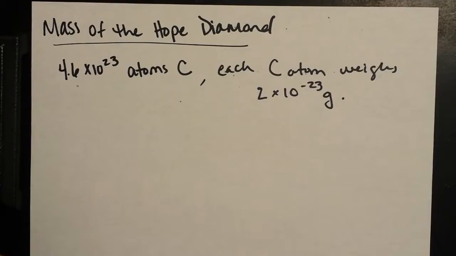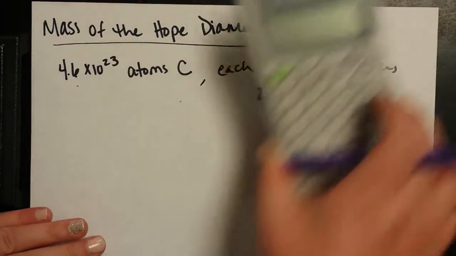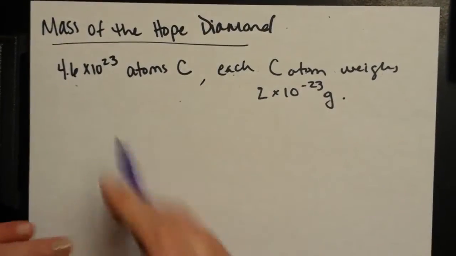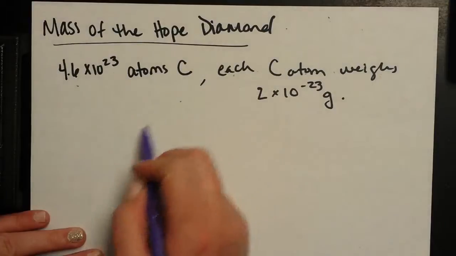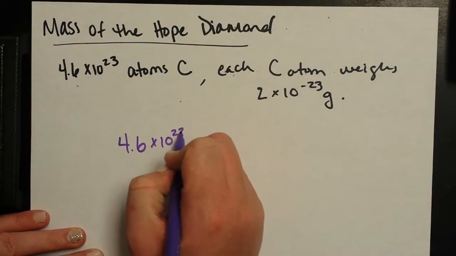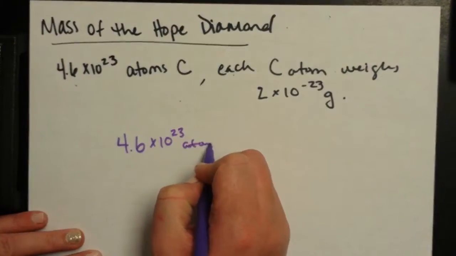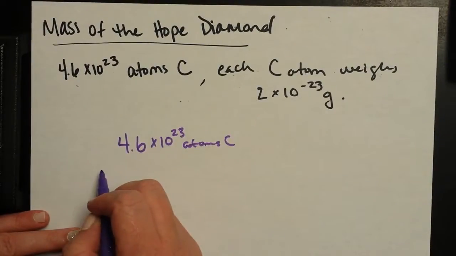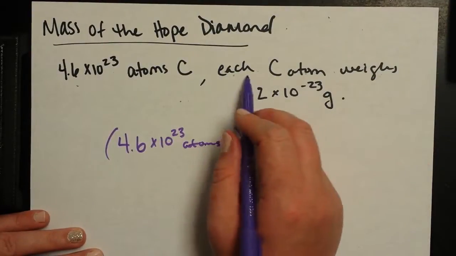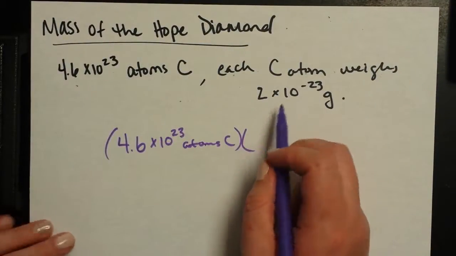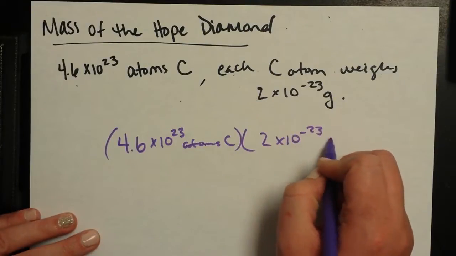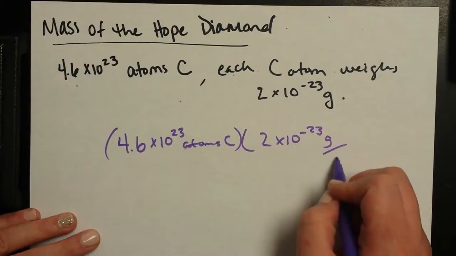The big reason why I wanted to show you all this is to practice plugging it into your calculator, because this is where people mess up a lot. I know I'm going to multiply these two numbers: 4.6 times 10 to the 23 atoms. We're actually going to learn dimensional analysis in a second and see how the units work. Then we know that each one weighs 2 times 10 to the negative 23 grams, so that many grams per carbon atom.